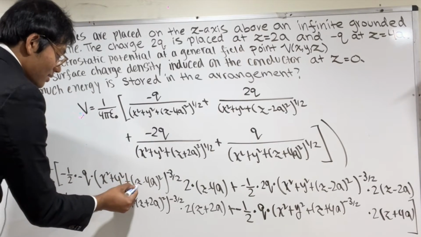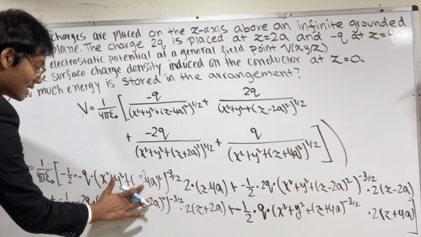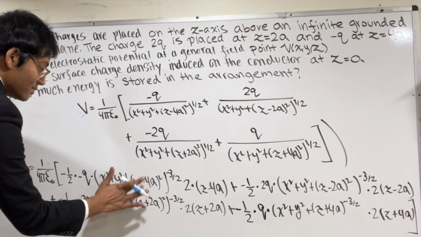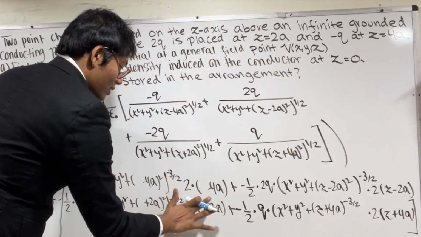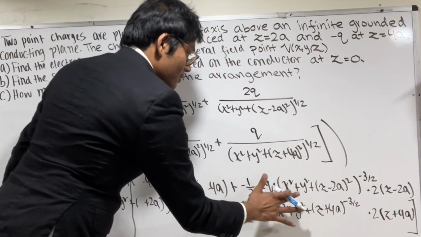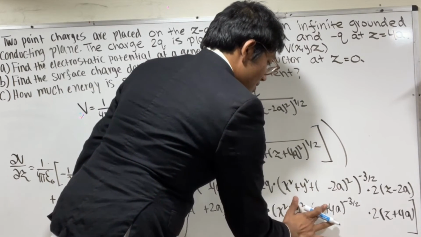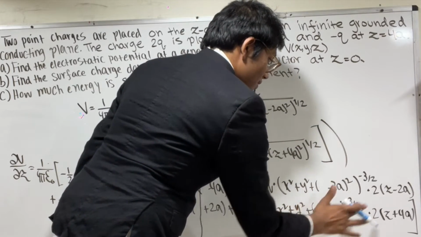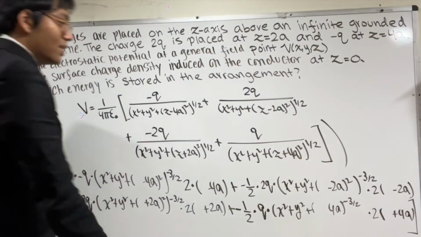So this z becomes 0, this z becomes 0, that becomes 0. So let's erase all the z's because they're going to become 0 at the surface. We're left over with this. So z minus 2a just becomes minus 2a. This becomes 4a. This becomes minus 2a. That becomes plus 4a.